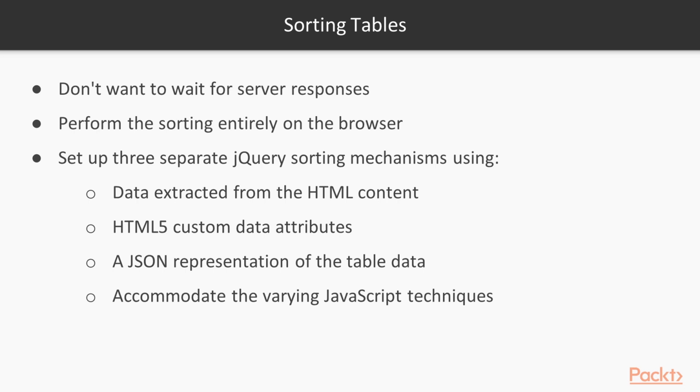Our examples will sort the table using data extracted from the HTML content, HTML5 custom data attributes, and a JSON representation of the table data. The tables that we'll be sorting will have different HTML structures to accommodate the varying JavaScript techniques, but each contains columns listing books, their author names, release dates, and prices.